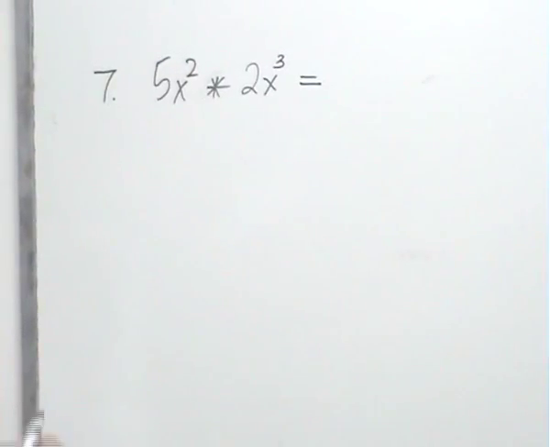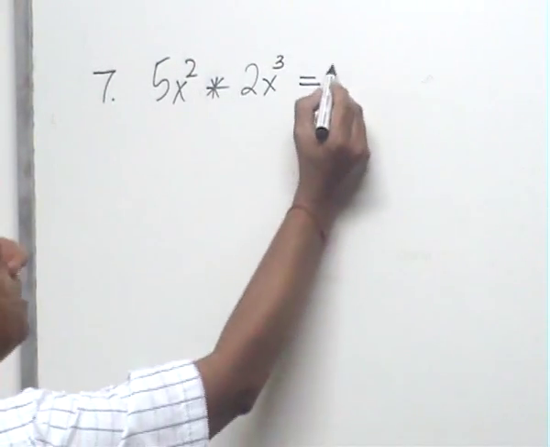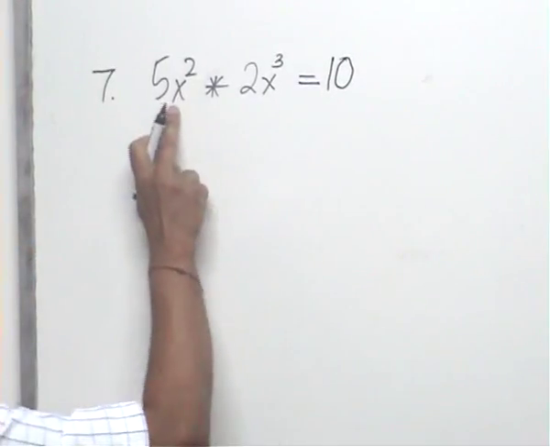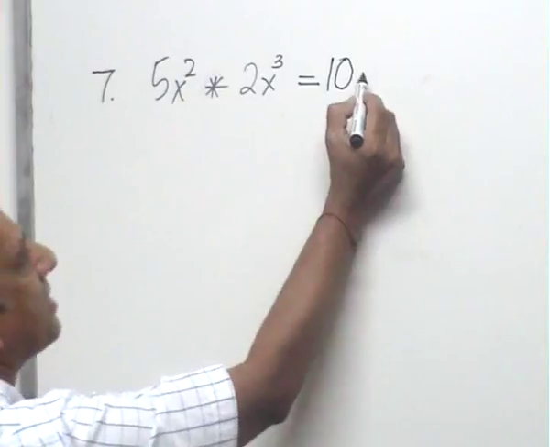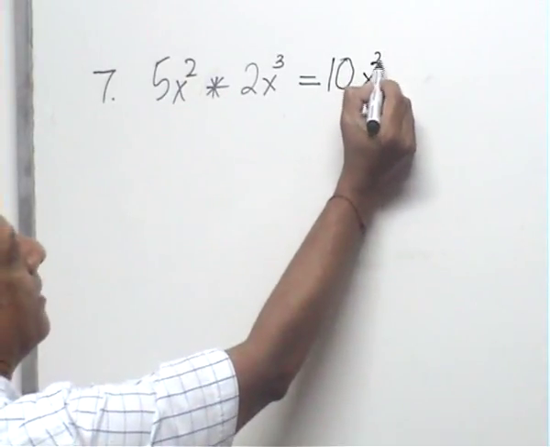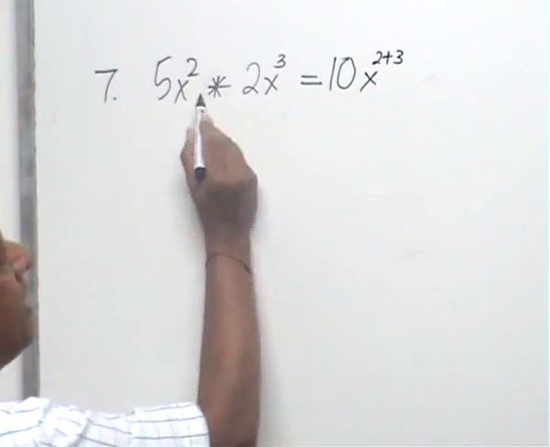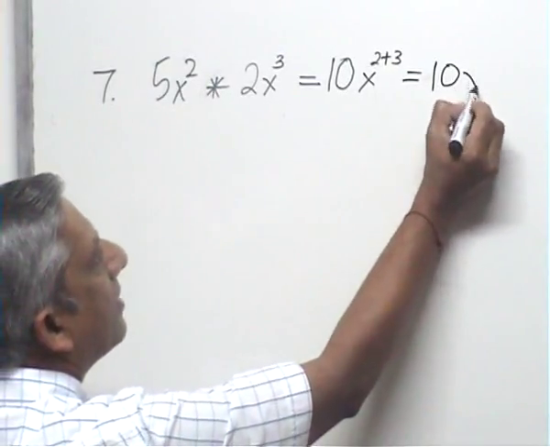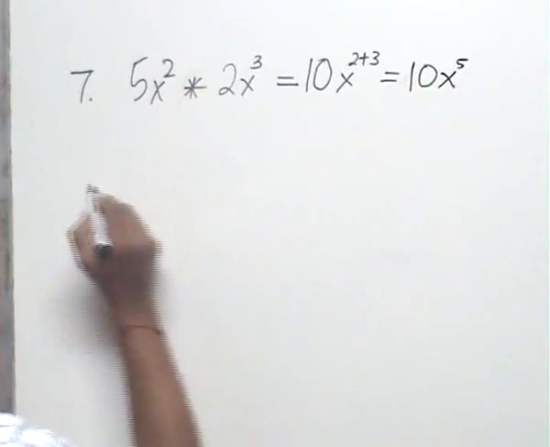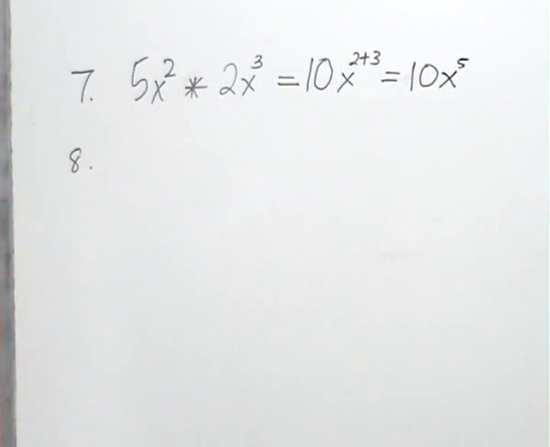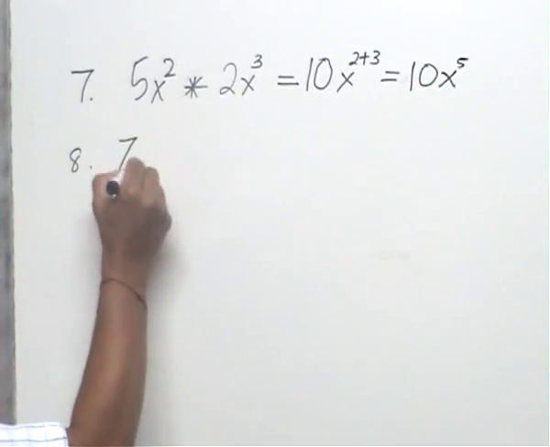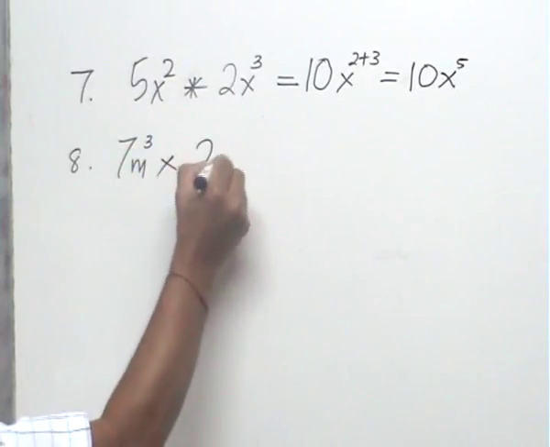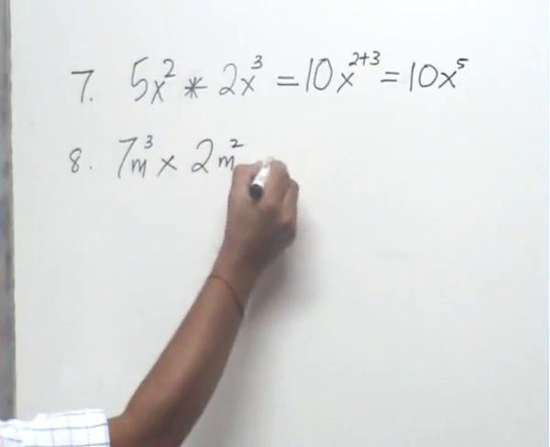Well, you know 5 times 2 is 10, so that's not hard. You just write down the 10. And then when you look at the powers, the bases are the same. Write down x, 2 plus 3, because you're multiplying. And the final answer will be 10x to the 5. Let's do another example. 7m cubed times 2m squared.